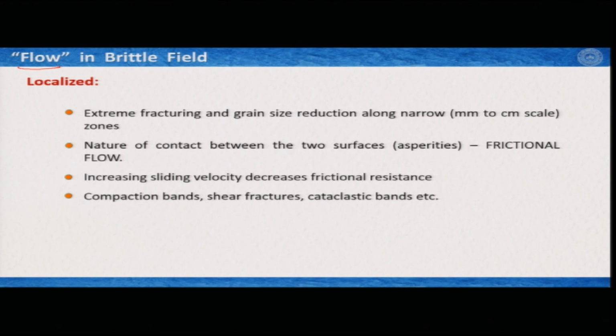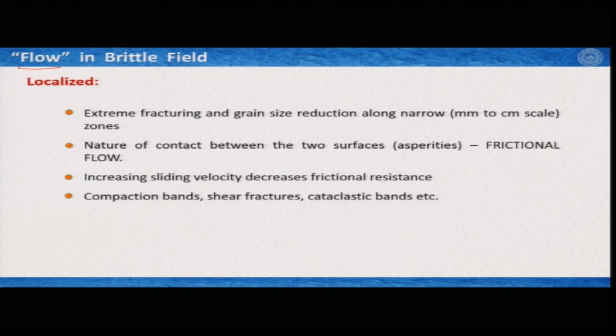So, let us look at the first process, which is localized cataclastic deformation. Generally, the characteristics of localized cataclastic deformation include extreme fracturing and grain size reduction along narrow zones, and when I talk about narrow, it is millimeter to centimeter scale.